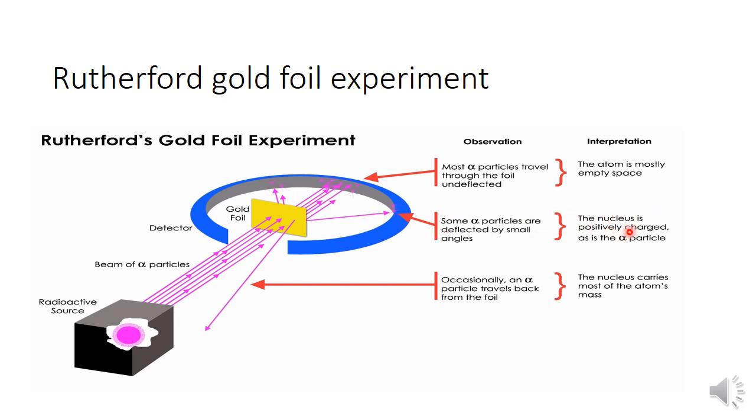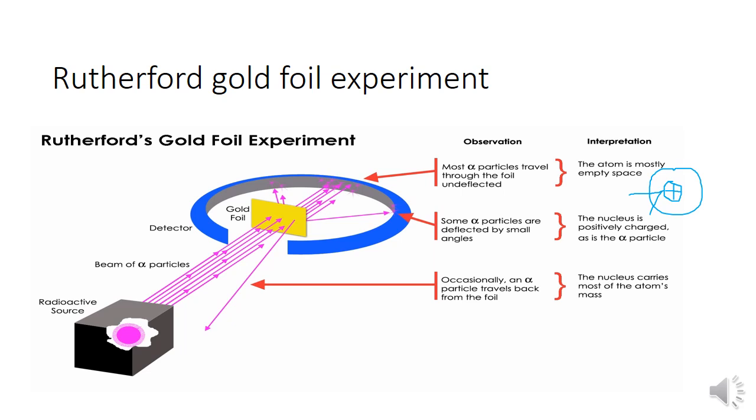In the nucleus we have a positive charge. In the center, we have a positive charge. That is the reason why they deflect at small angles.